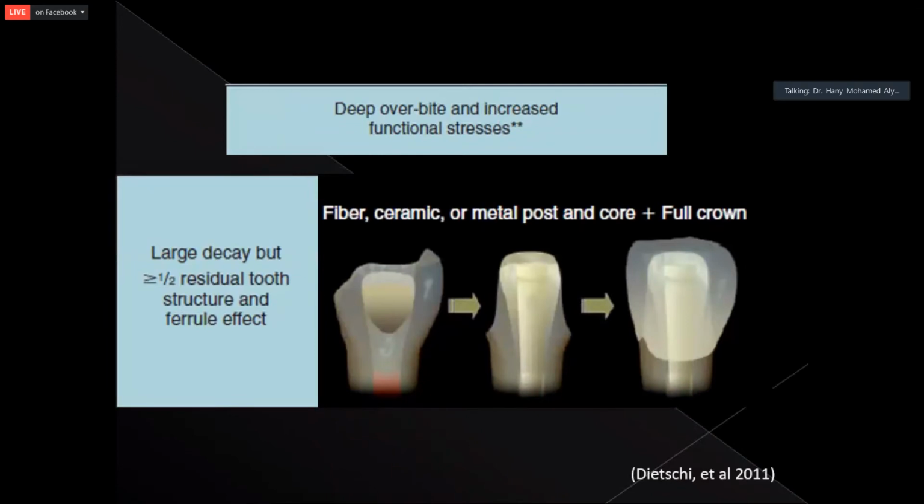If the tooth decay, the remaining tooth structure is more than half, but however there is a deep bite or there is increased stresses on the tooth, then in this case a post placement can be indicated.